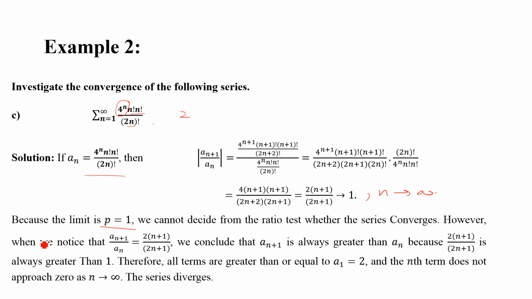And the nth term does not approach 0 as n approaches infinity. Since this is an increasing series, and the nth term does not approach 0, this series diverges. If the nth term approaches 0 and the series is decreasing, then we already know that the series will be convergent. That is called the nth term test. But if the series is increasing, and the nth term does not approach 0 as n approaches infinity, then the series diverges.